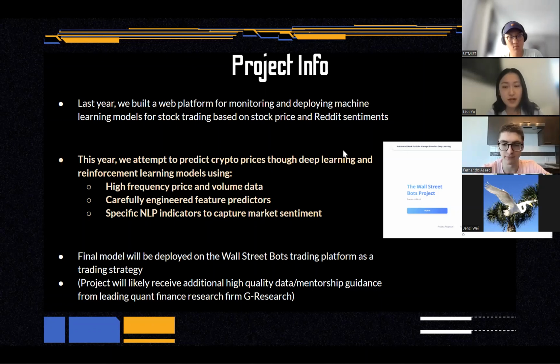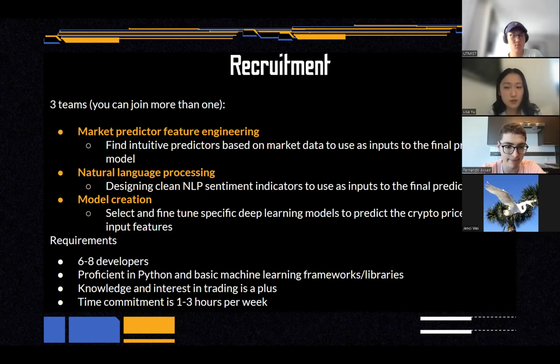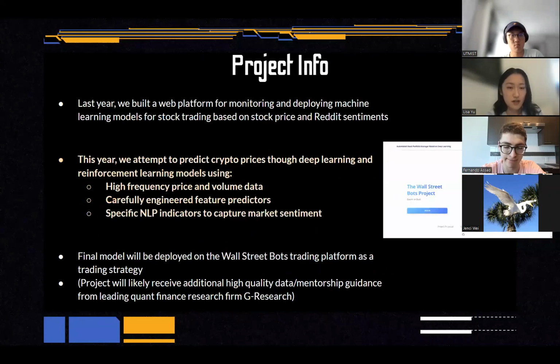And then we'll also combine these market predictors with the NLP predictors that Fernando talked about to use as inputs to our final machine learning model to predict the next minute cryptocurrency price. And the final model, back to the previous slide, just one more thing I want to note. The final model will be deployed on the Wall Street Bots trading platform from last year as a trading strategy. And this project will likely receive additional high quality data and mentorship guidance from a leading quant finance research firm called G Research.